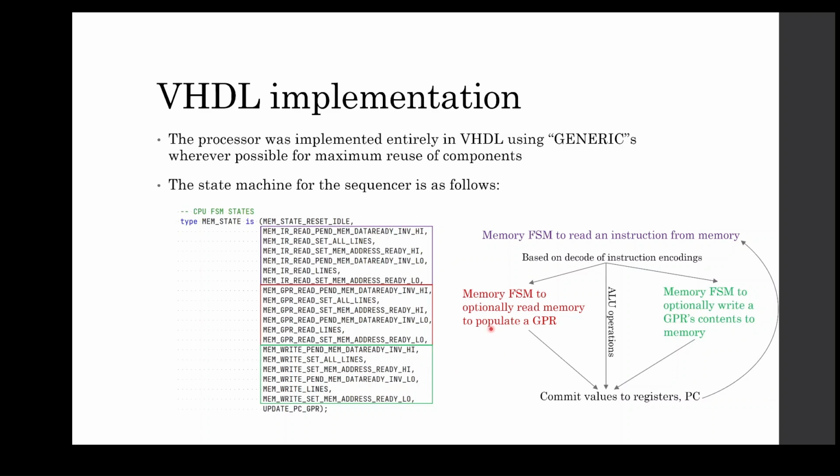Finally, irrespective of which instruction we execute, we update the PC as appropriate, either by incrementing it in case of a regular instruction or by modifying it in case of a jump or a branch instruction. And once the values are committed to PC and any modifications to GPRs are done, we go back to reading the next instruction from memory using the PC value that's currently in the register. Any ALU operations will happen between when we read an instruction from memory and decode it to when we commit values to general purpose registers and the PC.